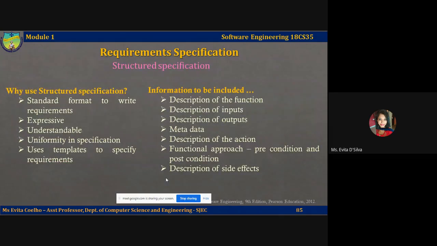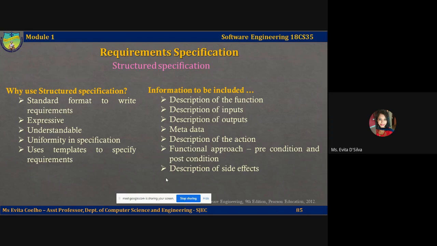Next, what about structured specification? Structured natural language is a way of writing system requirements where the freedom of the requirements writer is limited, because it's not an English-type free writing style, and all requirements are written in a standard way. This approach maintains most of the expressiveness and understandability of natural language, but ensures that some uniformity is imposed on the specification. Structured language notifications use templates to specify system requirements.